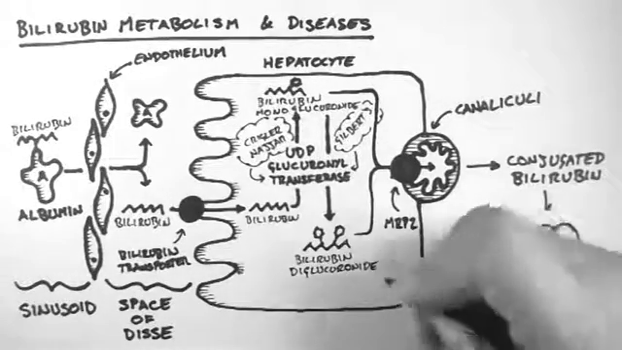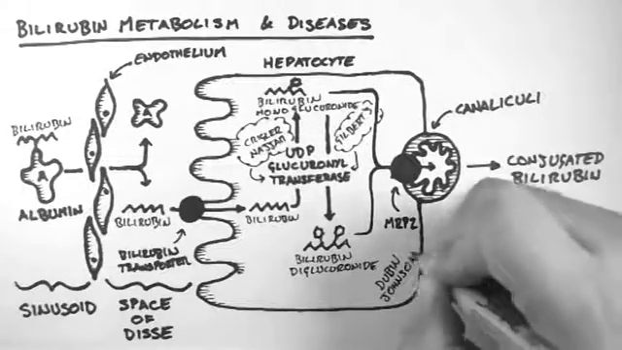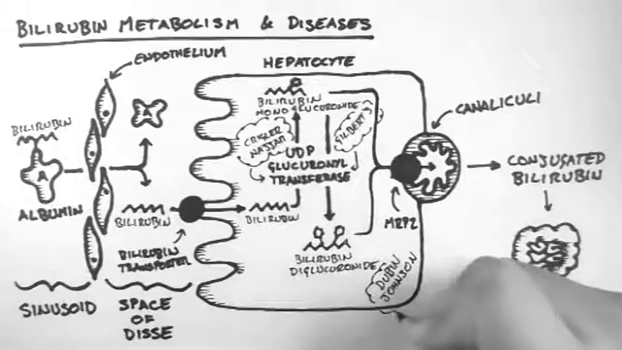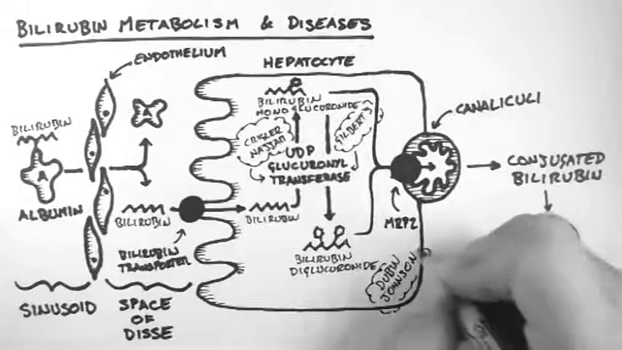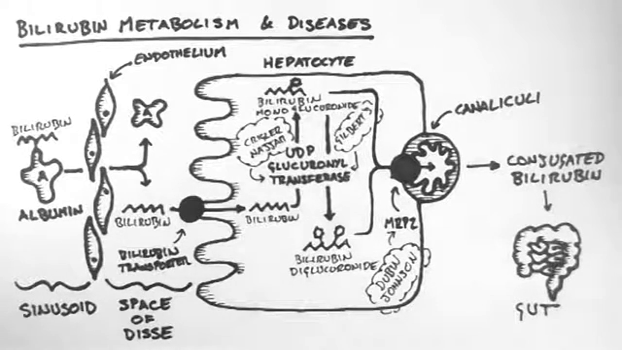The next disease is called Dubin-Johnson syndrome. This is due to a mutation in the MRP2 protein, which means that the conjugated bilirubin is not excreted into the bile and the gut. This causes a buildup of conjugated bilirubin in the blood. However, because conjugated bilirubin is not toxic like unconjugated bilirubin, there are no symptoms other than jaundice, and treatment is usually not necessary.